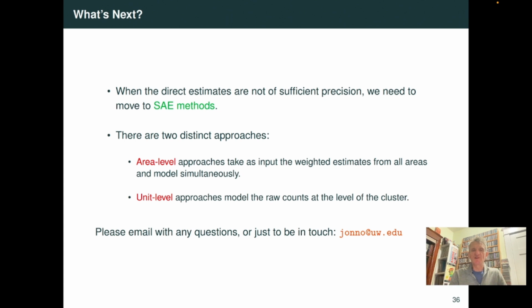We're going to look at 2 classes of models. Area level models, which basically take as input the weighted estimates and then smooth across areas. So take all the data together and then smooth, borrowing information from the neighbouring areas if there's similarity. And then unit level approaches, they're the most powerful in terms of getting the most precise estimates, but they're also the most dangerous to use because they're based on the most assumptions.